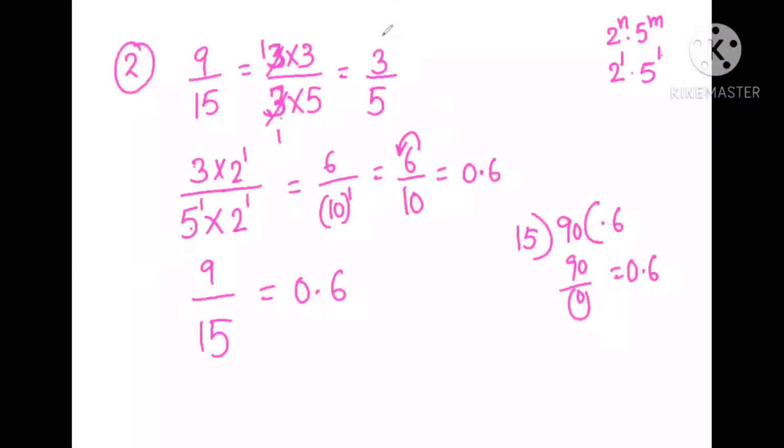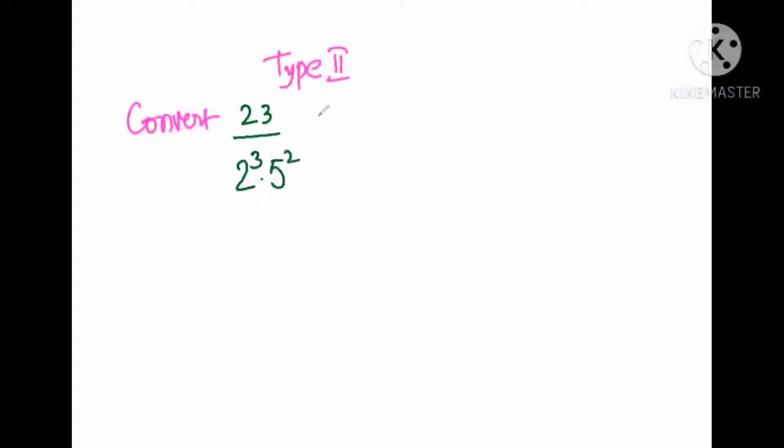So let us go to another example. This is the second type. Convert 23 by 2 cube into 5 square into decimal form.